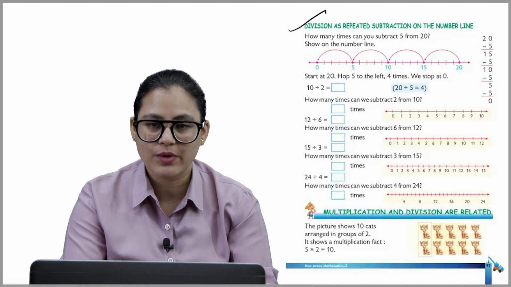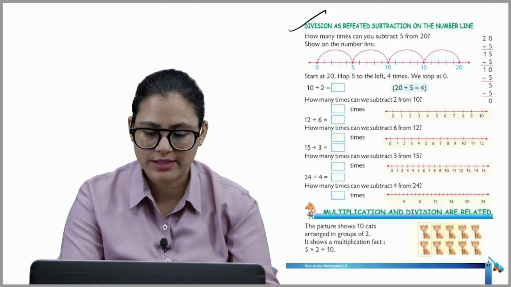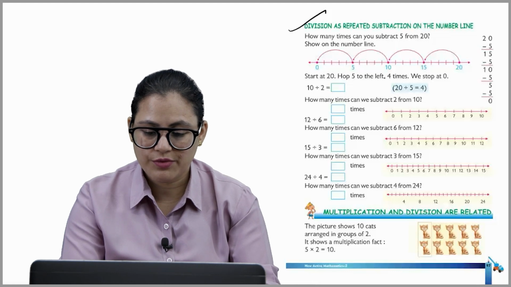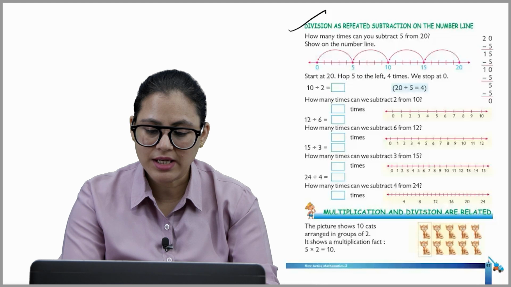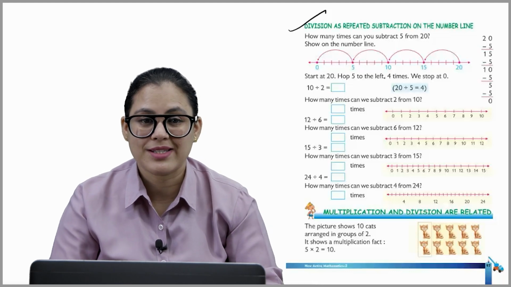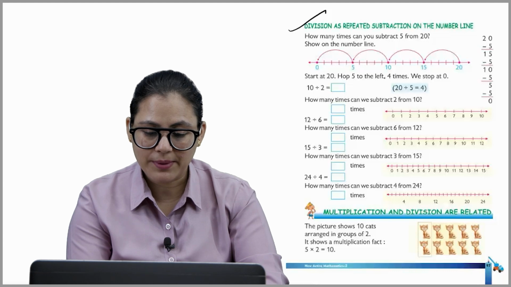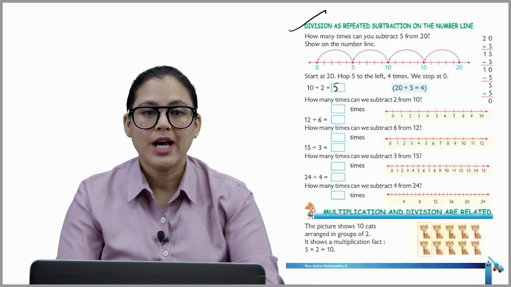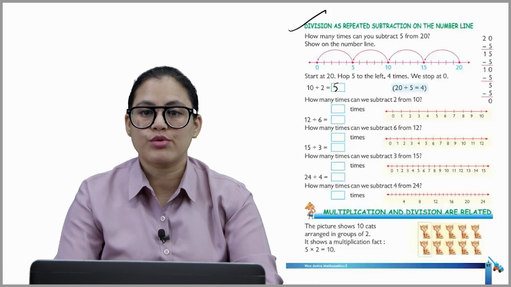Okay, how many times do you have to jump? Let's check. Until you get a 0. 1, 2, 3, 4, 5. So how many times have you hopped? 4 times. Okay, we stop at a 0. So 10 divided by 2 is 5, and 20 divided by 5 is equal to 4.